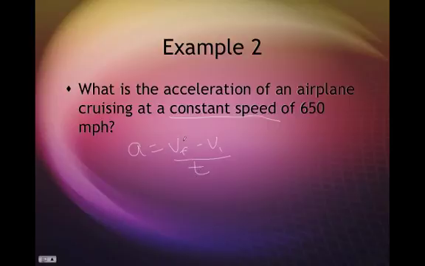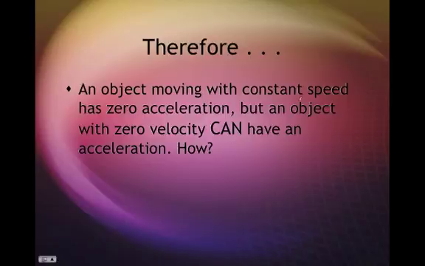Our final velocity here is 650. Our initial velocity is 650. So if we divide that by time, we've got 0 divided by time, and 0 divided by anything is going to give us 0. So it's really important to remember that whenever you have a constant speed, your acceleration is always going to be equal to 0. So therefore, an object that's moving with constant speed has 0 acceleration, but an object with 0 velocity can have an acceleration. I'm going to leave this up to you to think about and to figure out how you could have an acceleration with a 0 velocity.